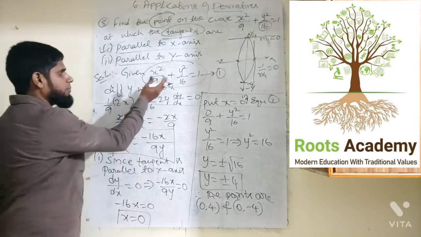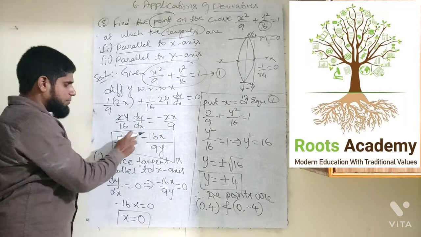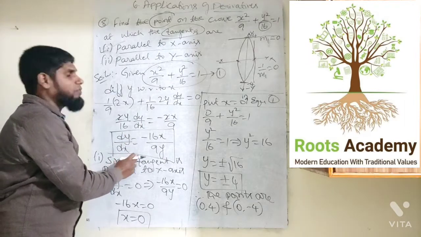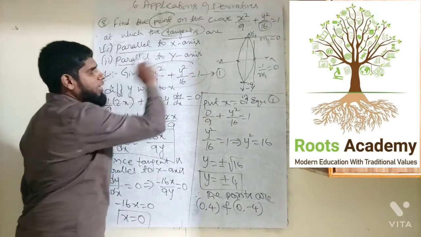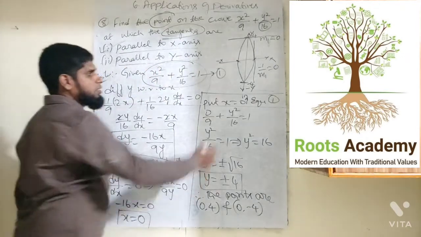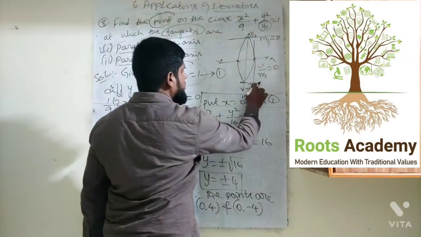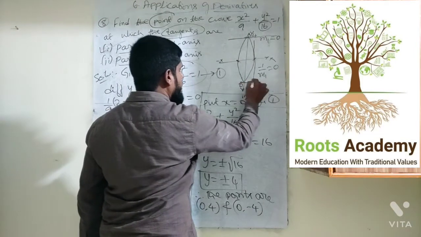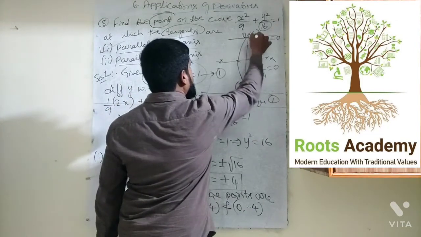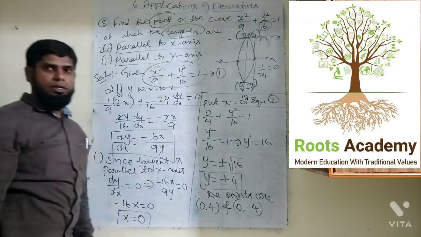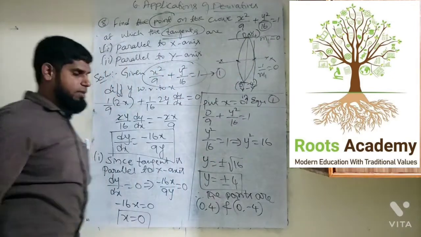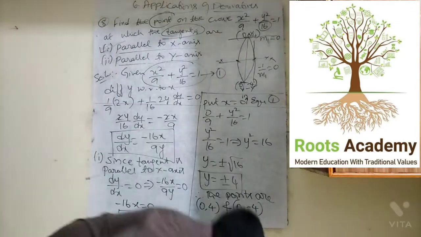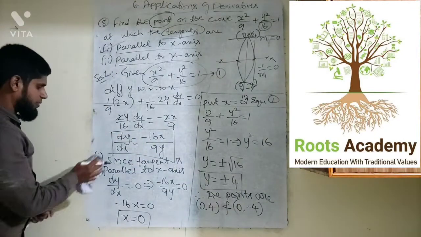Now student, with the same dy by dx, let us go with the second condition, that is, the tangent is parallel to y-axis. So with this I got the points 0, minus 4 and 0, 4. So let us try to find these points.